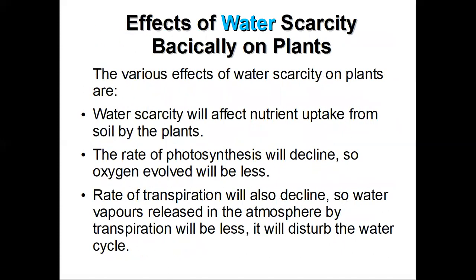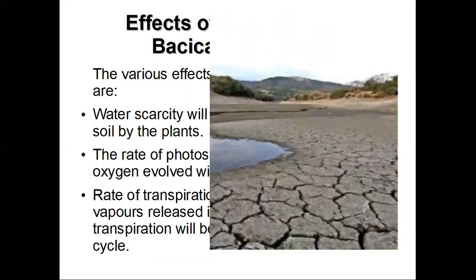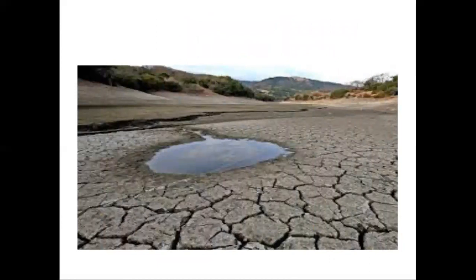Next come the effects of water scarcity, basically on plants. It is the same topic we learned in the previous slide. Water scarcity will affect nutrient uptake from the soil by the plants. Then the rate of oxygen will decline, so less oxygen will be involved. The rate of transpiration will also decline, so less water vapor is released into the atmosphere. Then it will again disturb the water cycle. We can see that everything is dependent upon each other. If the plants are not getting water, there will be a decline of transpiration, water vapor will not be there, and it will disturb the water cycle. Everything is connected.